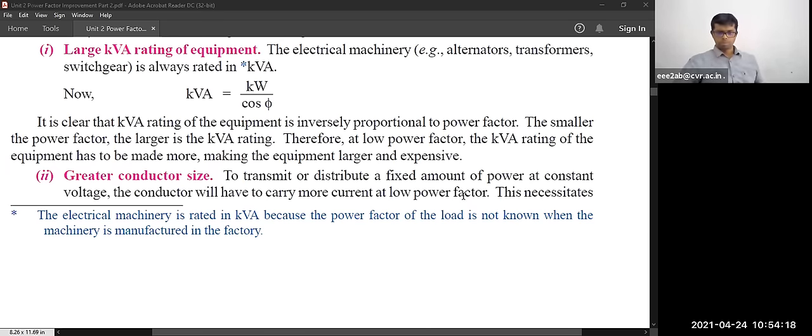I know some electrical in-charges may lose their job due to not maintaining the power factor. I know one friend who was previously working as the electrical in-charge of a very big company. He was wholly in charge, responsible for maintaining the power factor, frequency, everything constant in that company, and also the voltage profile.